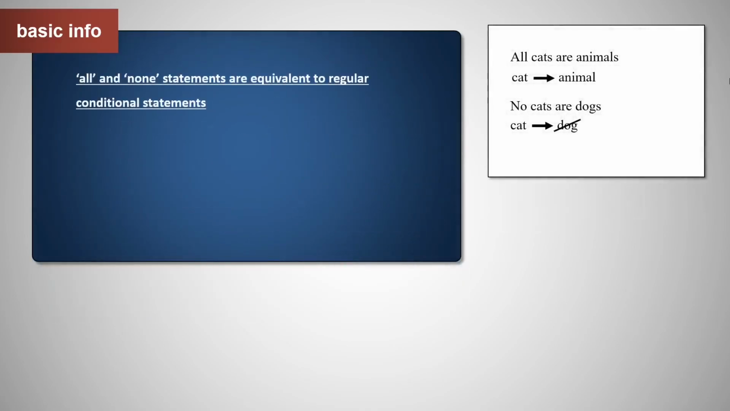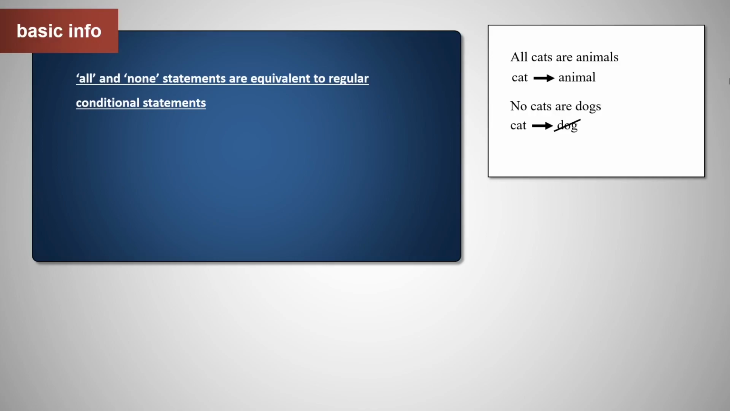Now, looking at it a little bit more technically, we see that the all and none statements are actually equivalent to regular conditional statements. And I've actually symbolized them up here. So all cats are animals: cat, arrow, animal. And no cats are dogs: cat, arrow, dog crossed out. I've translated those statements with the syllogistic quantifiers all and none into standard conditional statements. And you can do that with all and none.